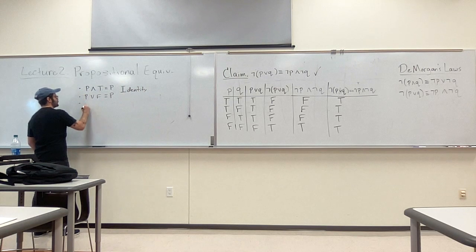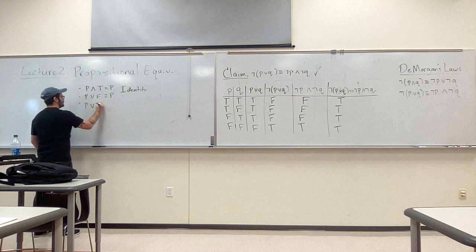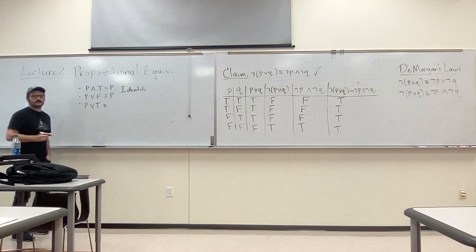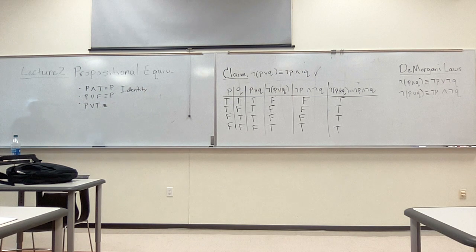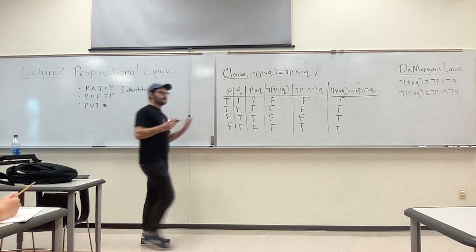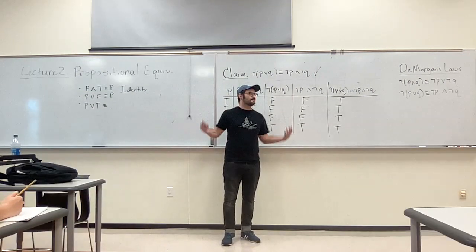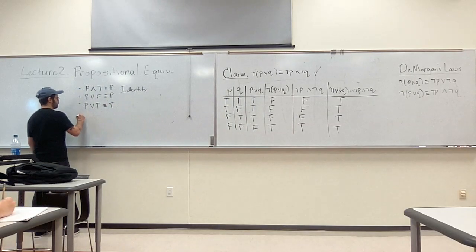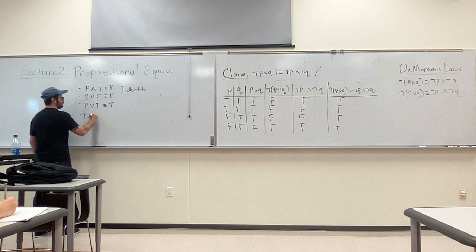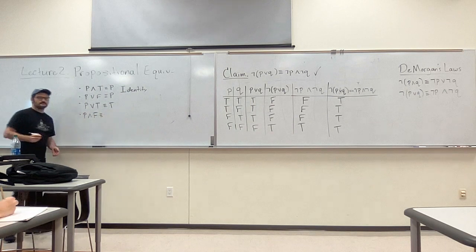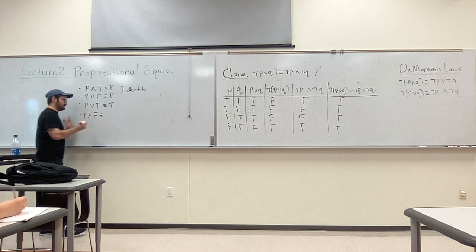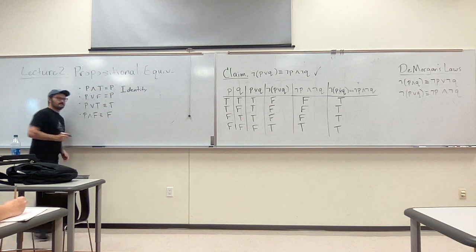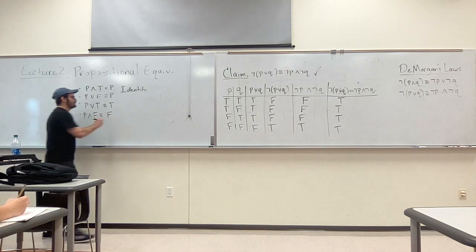So there are some other simple ones. What is P or true logically equivalent to? What do you think that's always going to be? True, right? Because the true makes it true. And if you have P and false, what's that going to be? Always false, right? Because there's no way for it to be true. So it forces it. I think that's why these are called the domination laws.